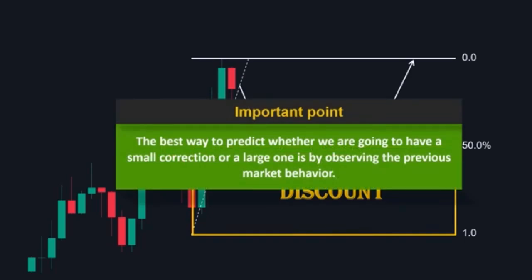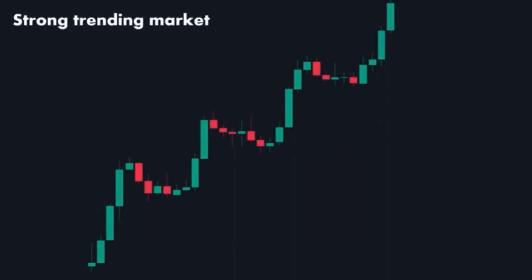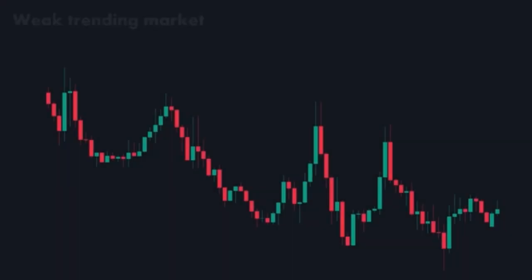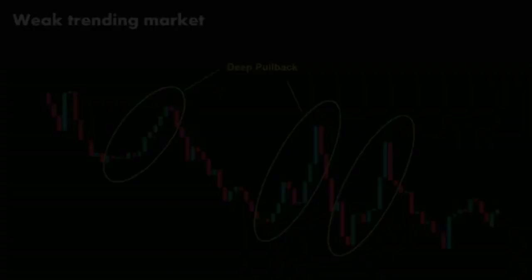The best way to predict whether we are going to have a small correction or a large one is by observing the previous market behavior. In strong trends, we usually have small pullbacks with significant momentum. On the contrary, in trends with deep retracements, we expect a larger correction compared to strong markets. The same concept is valid with the optimal trading zones.